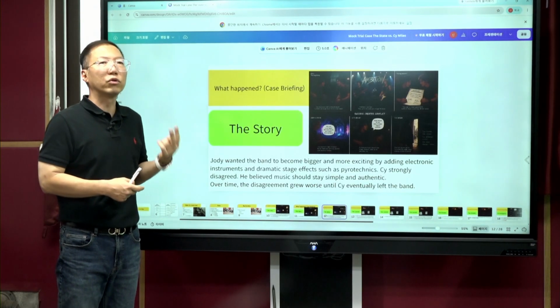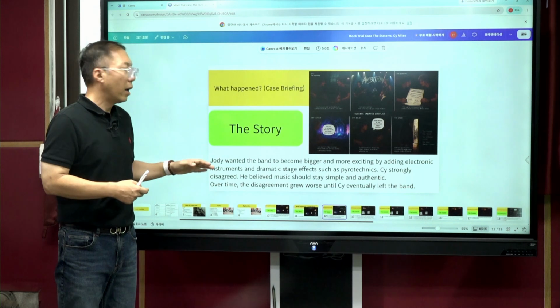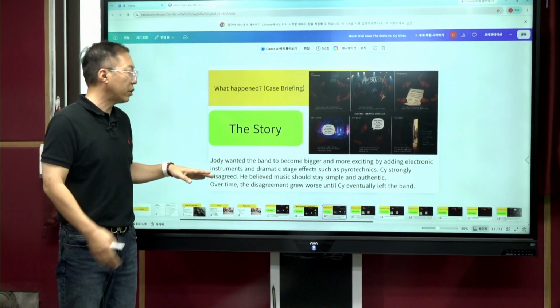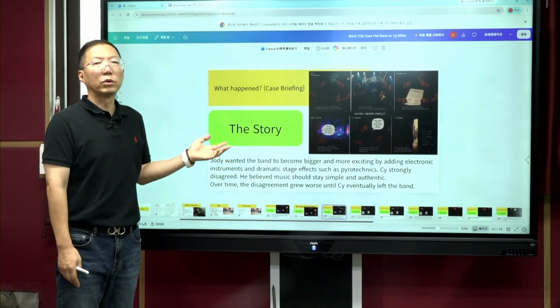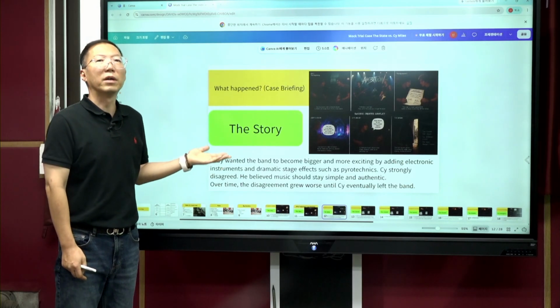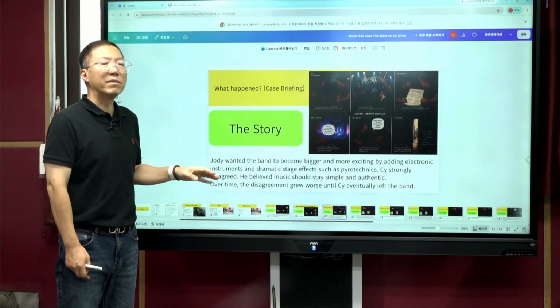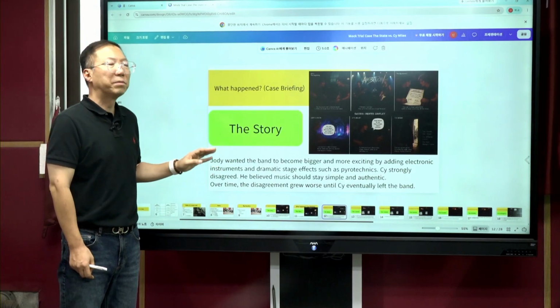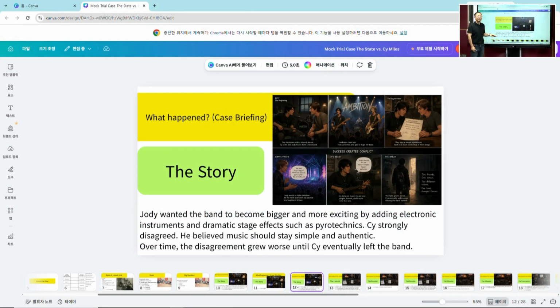They only have two electric guitars, but as they become more popular and famous, Jody wants to invite more drummers and more keyboardists to their group. Jody even wants to use special effects like pyrotechnics in their music in order to make it sound more exciting. Unfortunately though, Cy had a different opinion about their music.